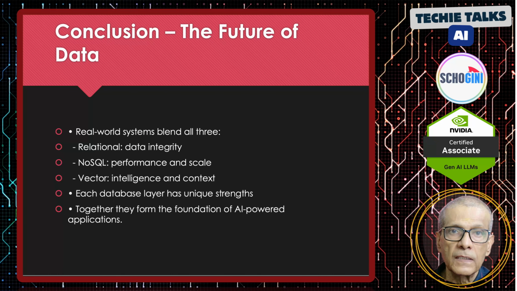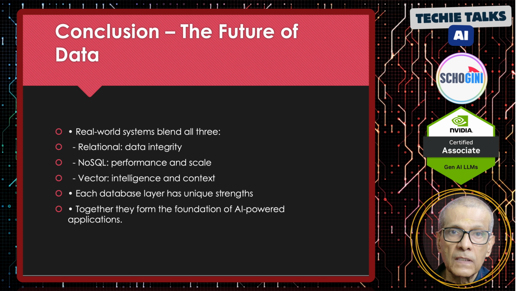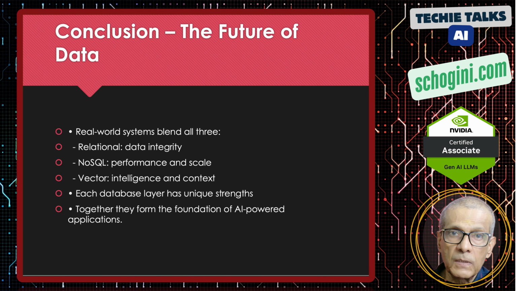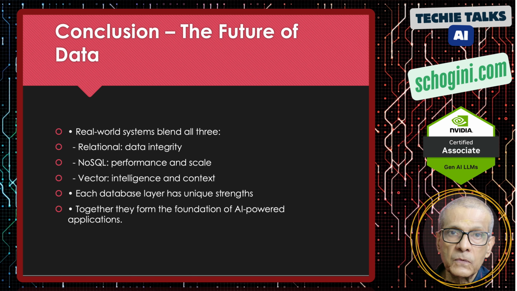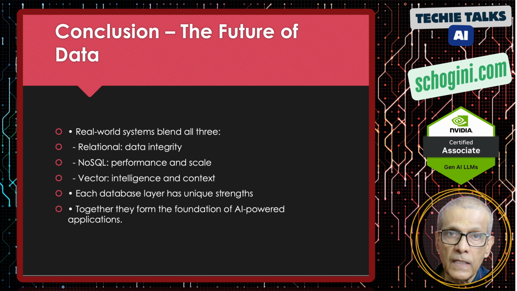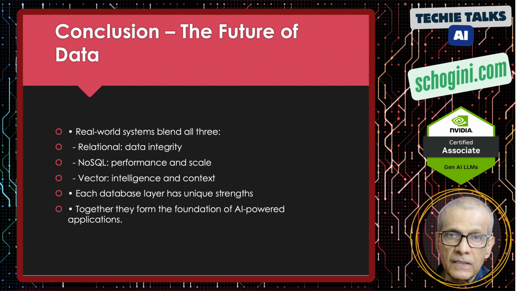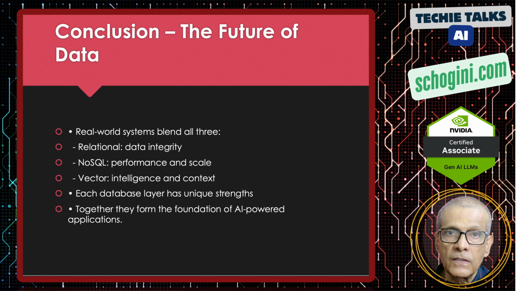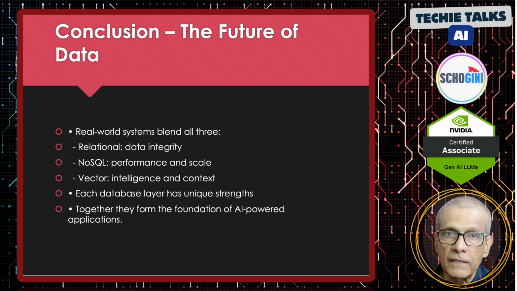The future of data. The future of data is hybrid. Real-world applications no longer rely on a single database type. Instead, they combine relational reliability, NoSQL performance, and vector intelligence. Imagine a workflow like this: order data in a relational database, session data and cache in Redis, semantic recommendations powered by pgvector. That is exactly how AI-enabled platforms work today. And with this Docker Compose stack, you now understand the foundation of that evolution.